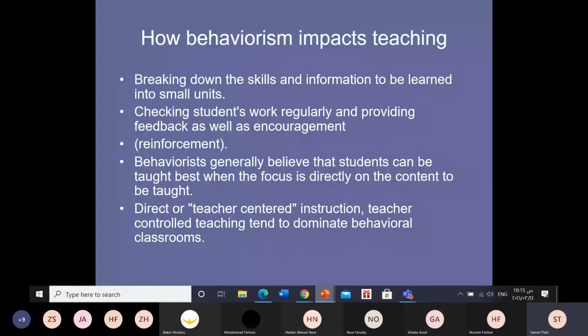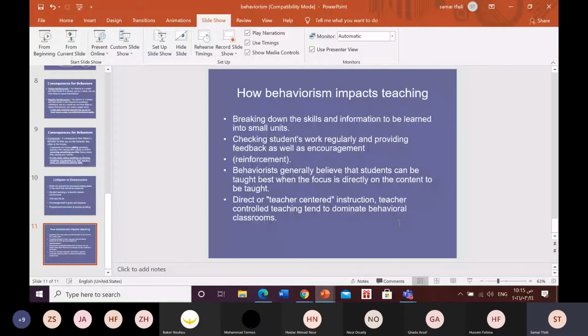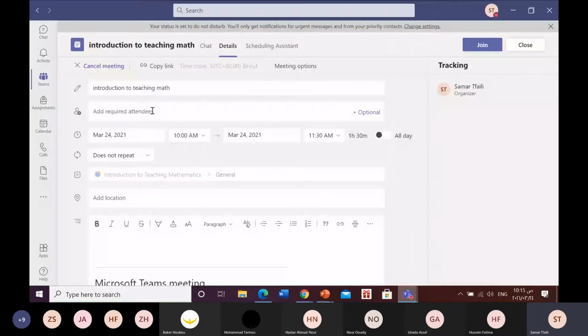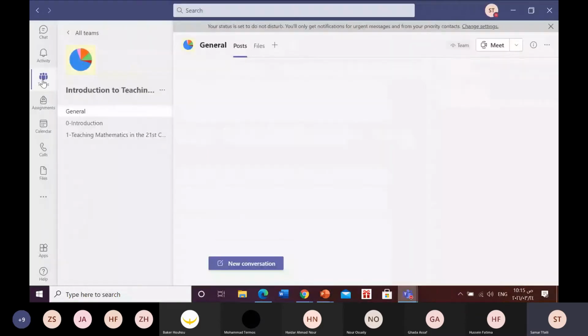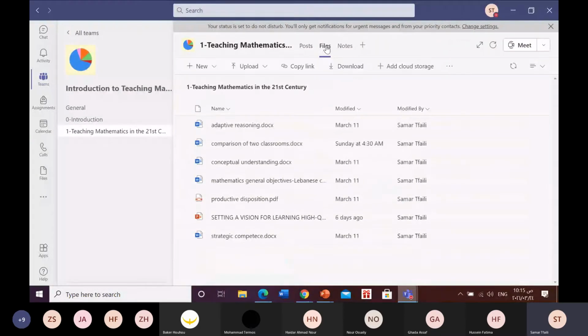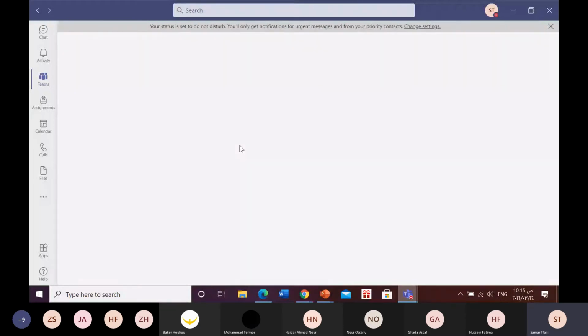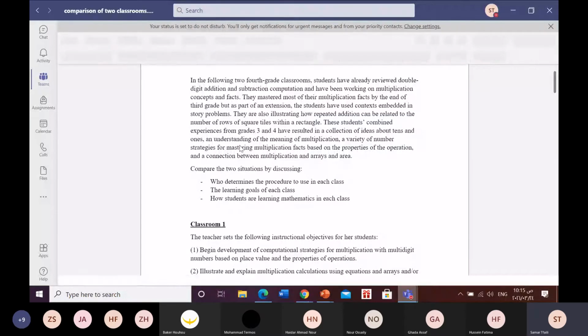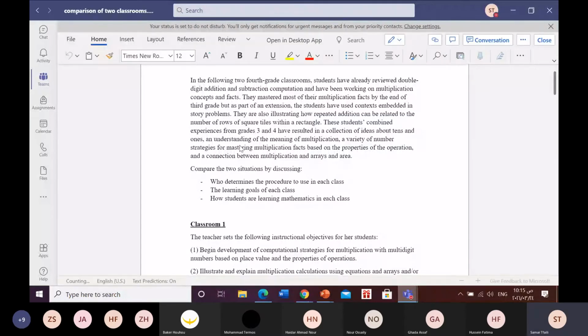Okay, in the remaining time I'm going to give you, I put here in Teams, in the files, a document titled comparison of two classrooms. There are two situations; in both classrooms the same content is taught but in two different ways.